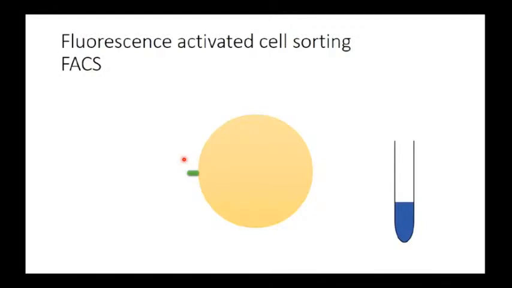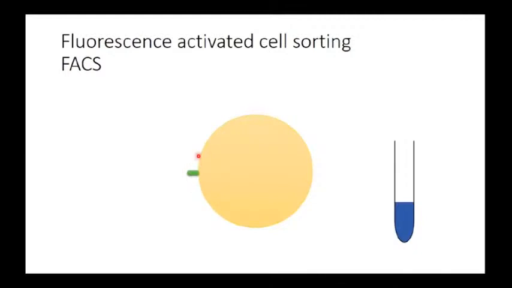What I want to do here is count how many cells there are inside the mixture, how many cells are expressing the protein and how many cells are not expressing the protein. And then I want to separate this heterogeneous mixture into two groups of cells: the cells that are expressing the protein and the cells that are not expressing the protein.